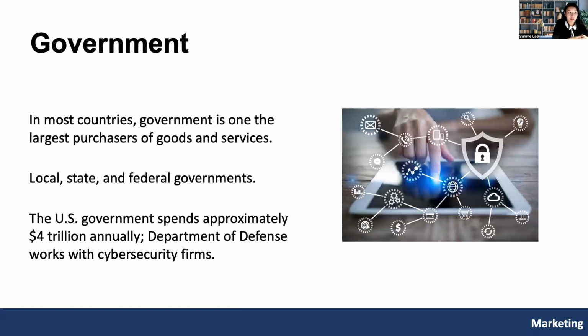The last one is government. In most countries, government is one of the largest purchasers of goods and services. For example, the US federal government spends nearly 4 trillion annually on procuring goods and services. So if you add in what state and local governments spend, these numbers reach staggering proportions.